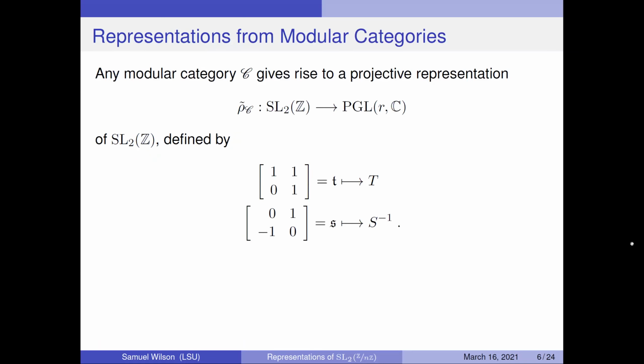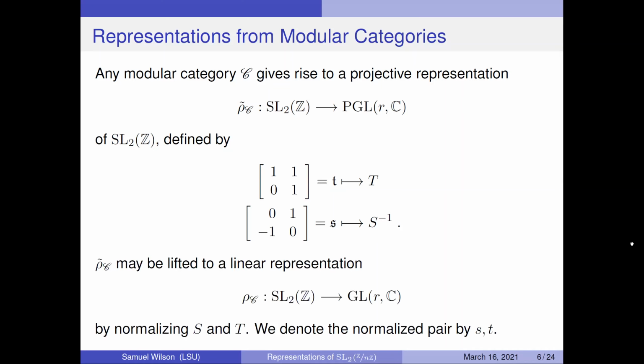The reason we call the S and T matrices the modular data is because given these S and T matrices associated with a modular category, we can always get a projective representation of SL2(Z). We define it simply using these S and T matrices. I'm using S inverse in this case just because of a notational difference between the way we define S and the way it's defined by other people. And since this gives us a projective representation, we can always lift this to a linear representation. We just have to normalize our S and T, and we usually write that with a lowercase s and t after normalization. So this gives us a nice representation of SL2(Z).